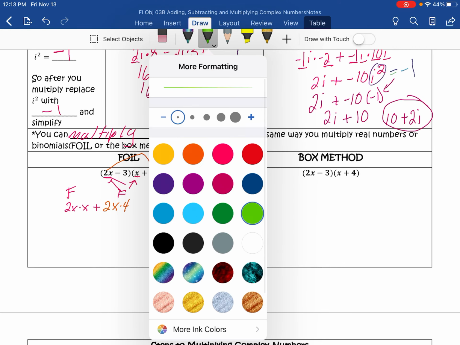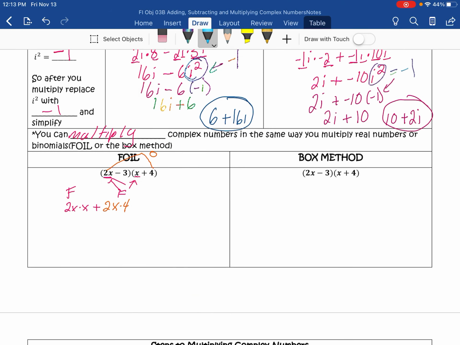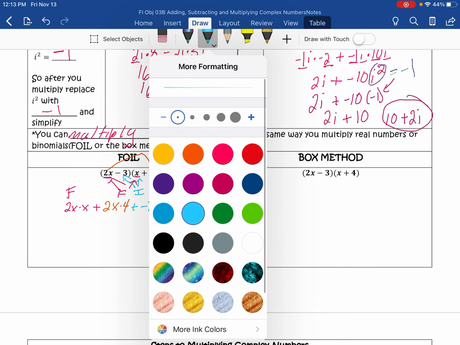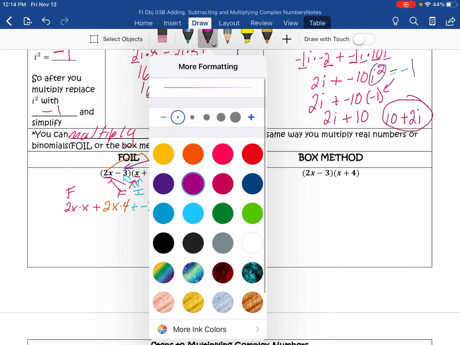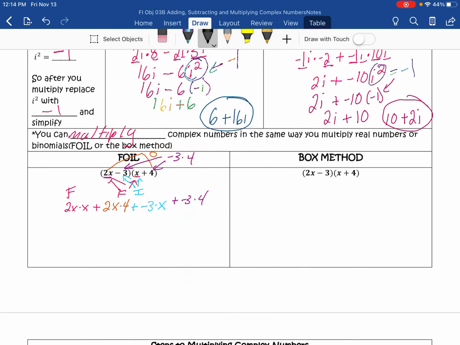Then we go to our I, inside terms. Our inside terms are going to be the -3 and the x. And of course, last but not least, these are my last terms. So that's going to be -3 times 4. So first, outside, inside, last. And so you just multiply that out. I'm just taking it slow.